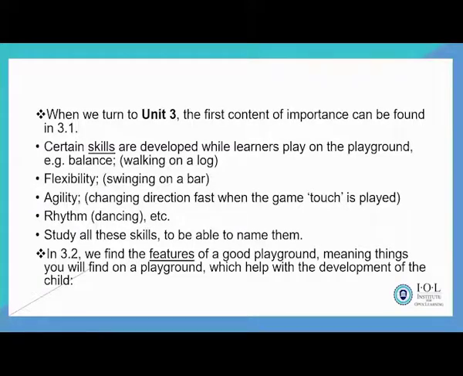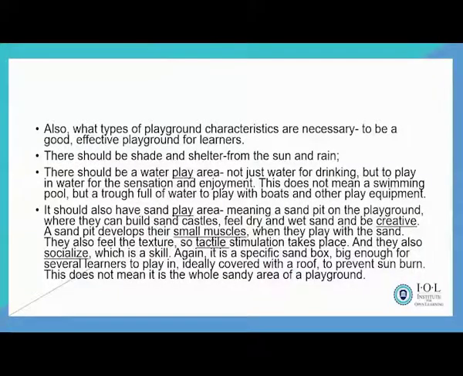In 3.2, we find the features of a good playground, meaning things you will find on a playground which help with the development of the child. Also, what types of playground characteristics are necessary to be a good, effective playground for learners. There should be shade and shelter from the sun and the rain. There should be a water play area, not just for drinking, but to play in water for the sensation and enjoyment.